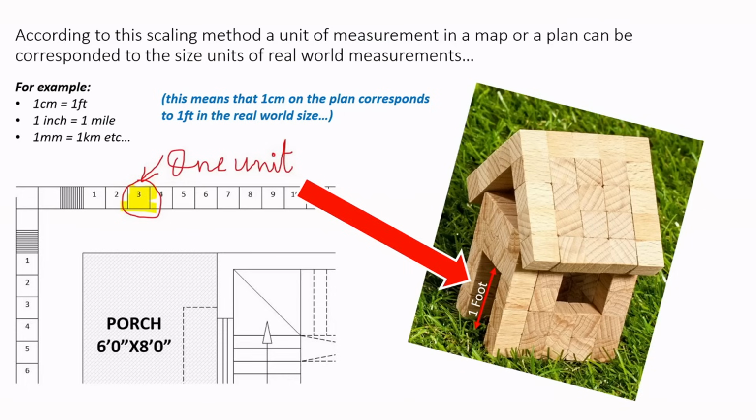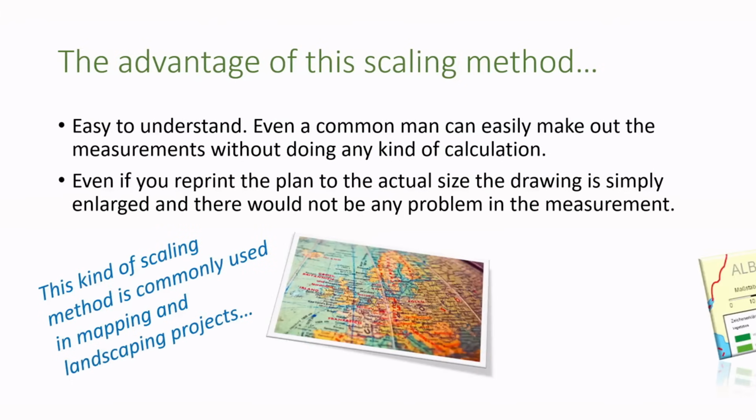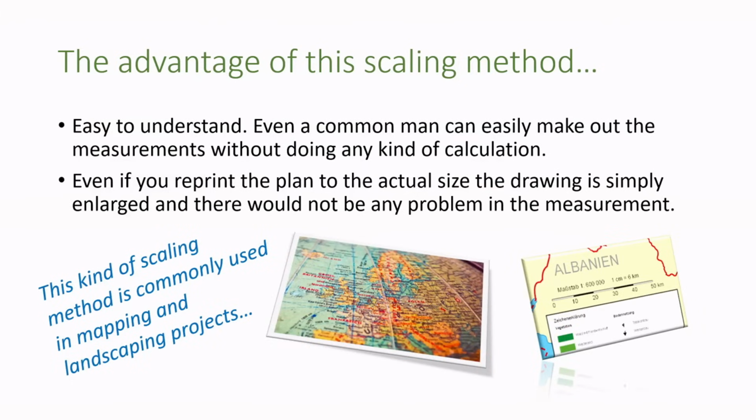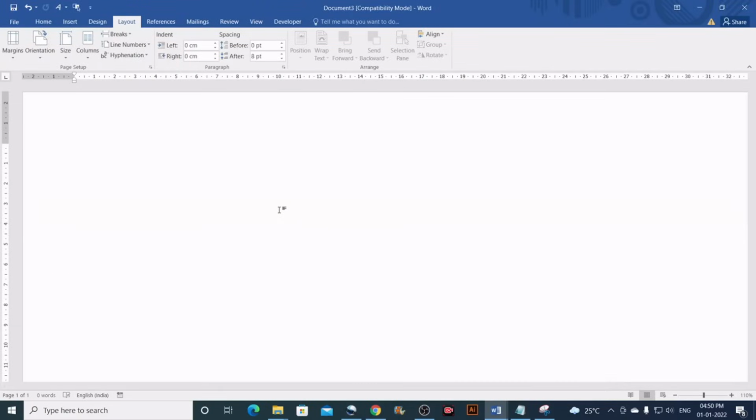This means that 1 centimeter on the plan corresponds to 1 foot in the real world size. The advantage of this scaling method is that it is easy to understand. Even a common man can easily make out the measurements without doing any kind of calculation. Even if you reprint the plan to the actual size, the drawing is simply enlarged and there would not be any problem in the measurement. This kind of scaling method is commonly used in mapping and landscaping projects. If you don't know much about these topics, you can Google and learn about them. Okay, now let us get back to the business.